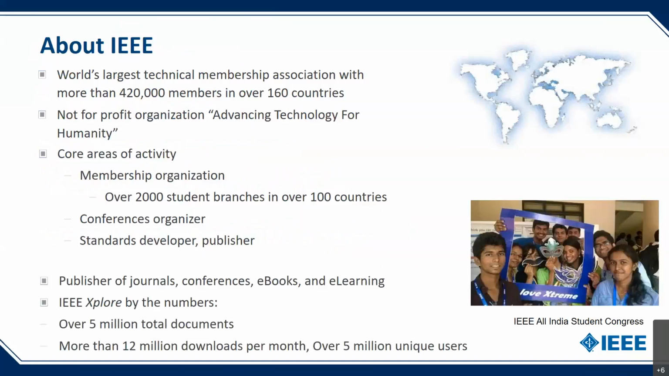So who are we? The world's largest technical membership association of individuals. There are 420,000 individual members across 160 countries. We are a non-profit organization. The mission and vision of our organization is advancing technology for the benefit of humanity. We publish around 200 journals. We sponsor and co-sponsor around 2,000 conferences a year, which means 4 to 5 IEEE conferences are happening every day somewhere in the world.